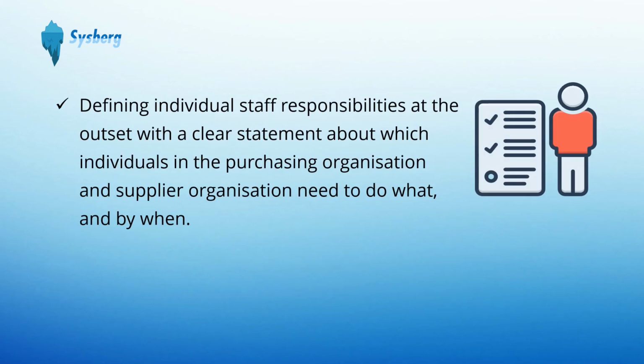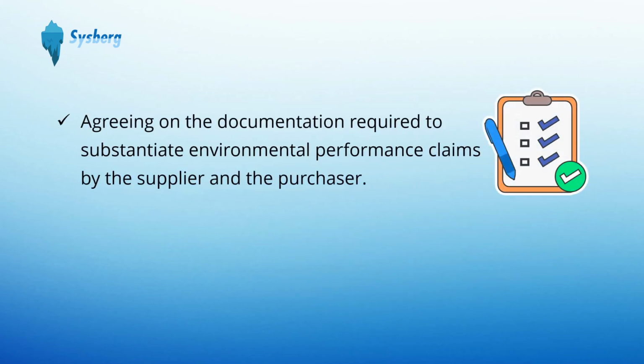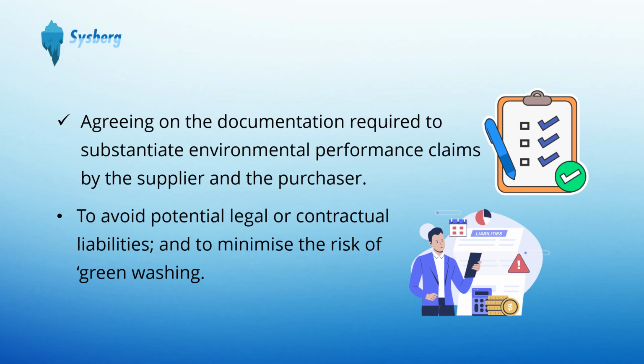Defining individual staff responsibilities at the outset with a clear statement about which individuals in the purchasing organization and supplier organization need to do what, and by when. Agreeing on the documentation required to substantiate environmental performance claims by the supplier and the purchaser. This is critical to ensure the purchaser employs an adequate due diligence process to avoid potential legal or contractual liabilities, and to minimize the risk of greenwashing.